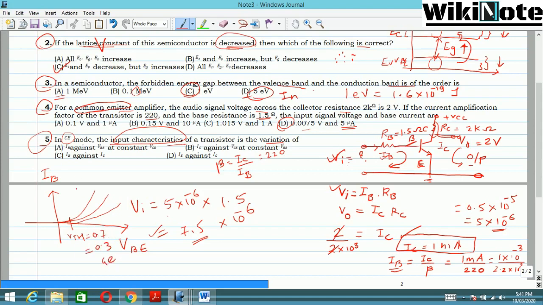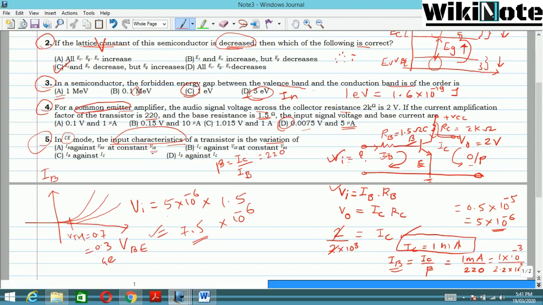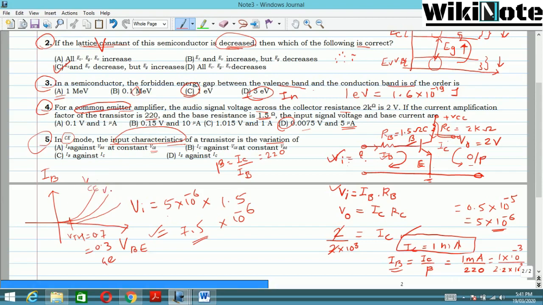So guys, the next question is IB against VB. So that will be my solution. IB is on the y-axis and VB on the x-axis, at constant, what is this? VCE. So collector to emitter voltage I have to maintain constant. So this is going to be my VCE, at different values of VCE, and that should remain constant. So that should be your answer.